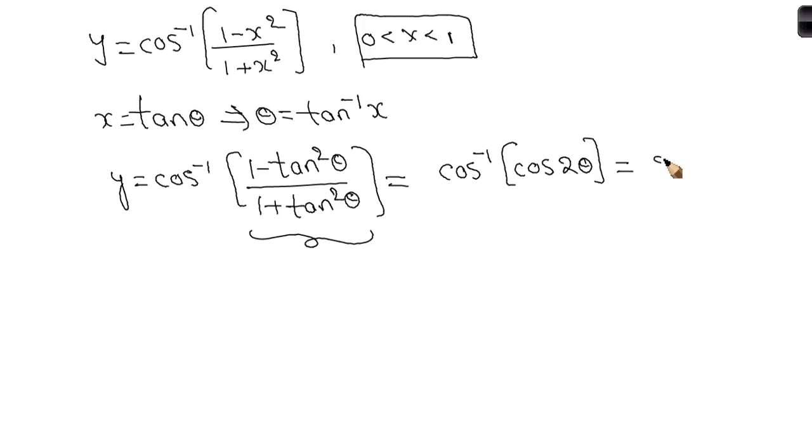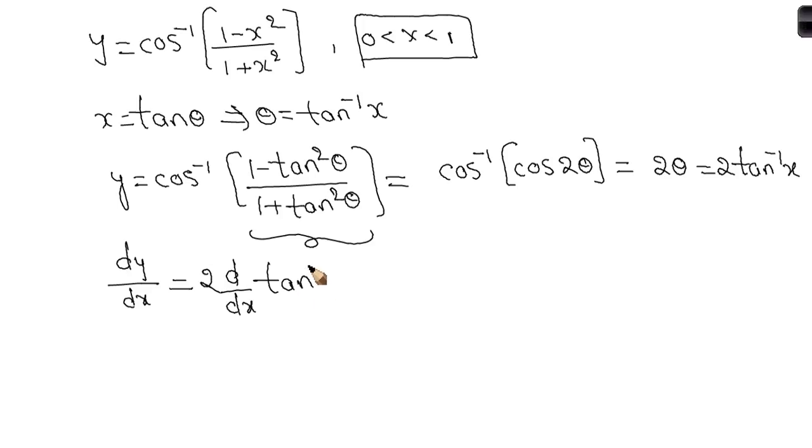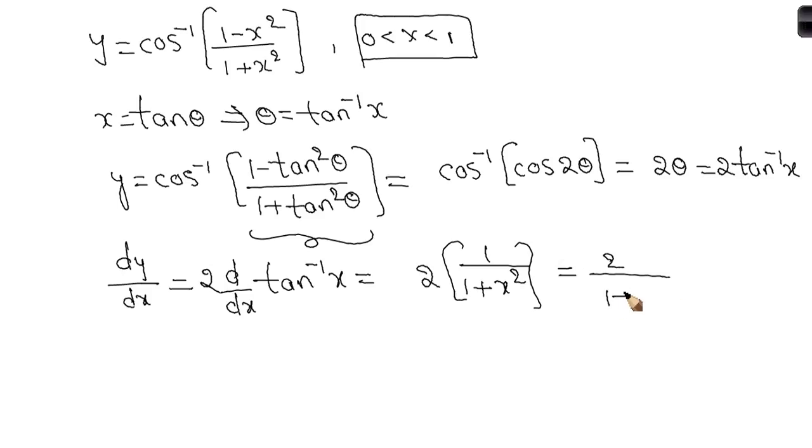Cos inverse and cos get cancelled, so we get 2 theta, that is the same as 2 times tan inverse of x. So dy by dx would be 2 times the derivative of tan inverse of x, which is 1 by 1 plus x square. That would be 2 by 1 plus x square. So simple. I think we have got hold of these types of questions, which are most important and which many students struggle with.